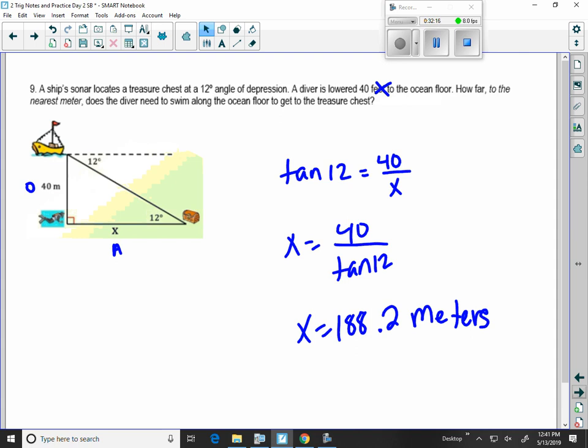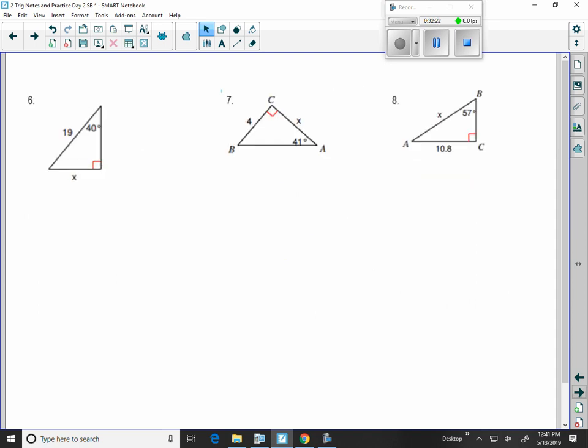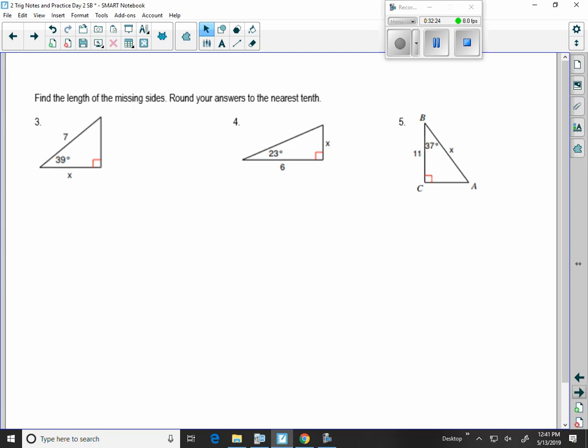All right, do you need me to do any of the practice problems on the board? Which one? Number 5? Yes. Okay, that should be your setup. Okay, 11 is adjacent to that angle. And then x is the hypotenuse.